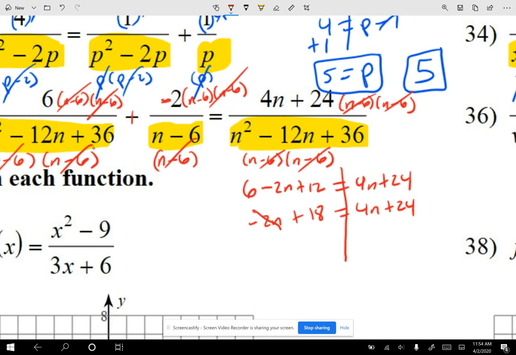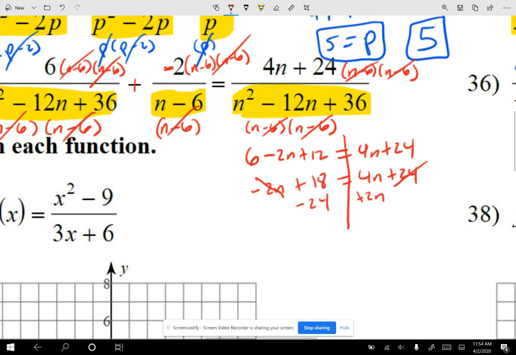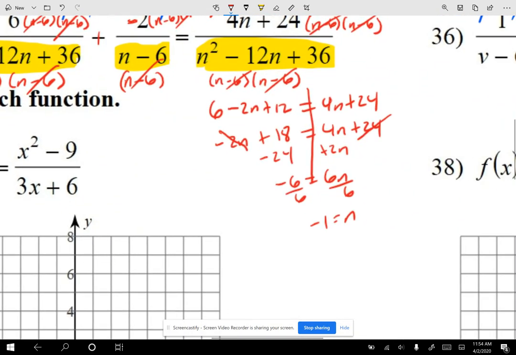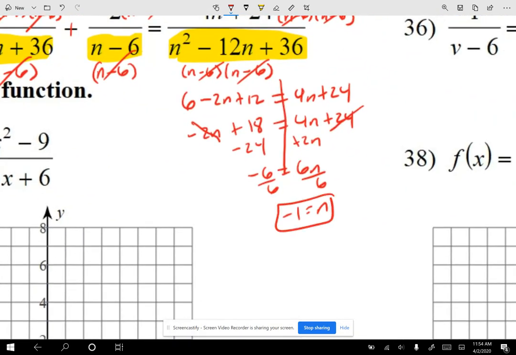The negative 2n, I'm going to move it as plus 2n. My plus 24, let me move it over as minus 24. So I have that negative 6 is equal to 6n. Let me divide by 6, n equals negative 1. I double check. Negative 1 is a good number. Okay, so negative 1 it is. If you guys are going to type it, just type in the number. Negative 1.